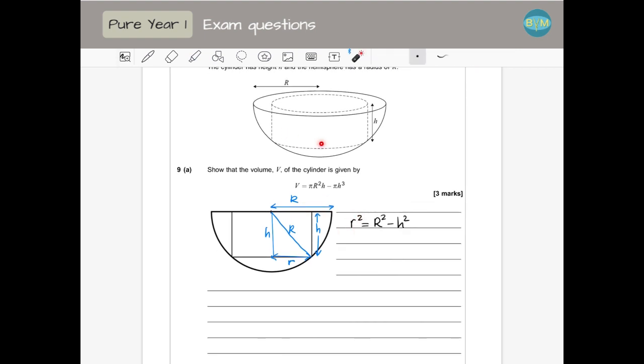So the volume of the cylinder is going to be the area of the base, so pi radius squared, and the radius is that r, times h. And we have that radius in terms of the radius of the hemisphere and h. Yeah? So when we multiply, we have pi R squared h minus pi h cubed. That is precisely what we have here. Yeah. So this is the first part.